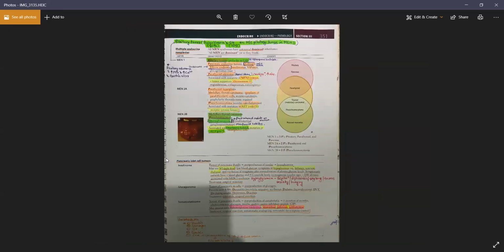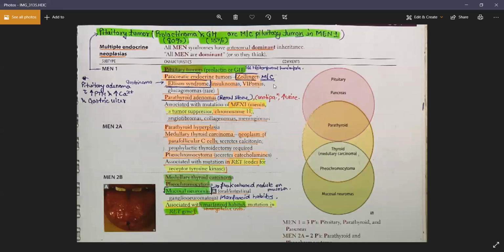Okay, finally, the multiple endocrine neoplasias. You have two types of MEN, which is MEN1 and MEN2. MEN1 is a gene coding for a tumor suppressor protein, which is menin. It is found on chromosome number 11. You don't need to remember the chromosome number, but you do need to remember menin, which is a tumor suppressor. Okay, what tumors can you have?